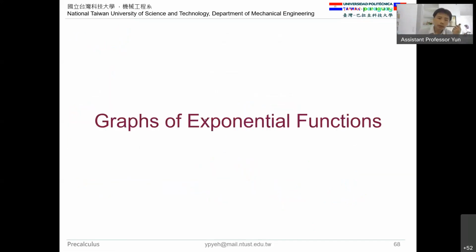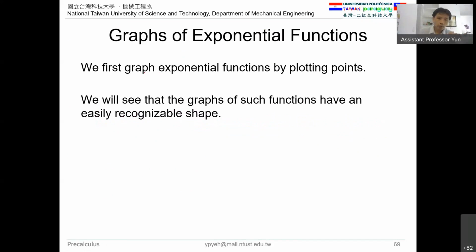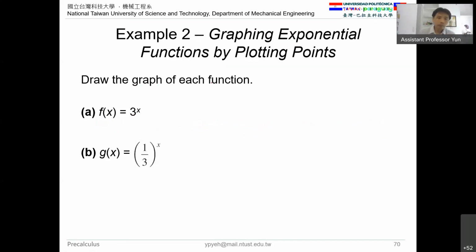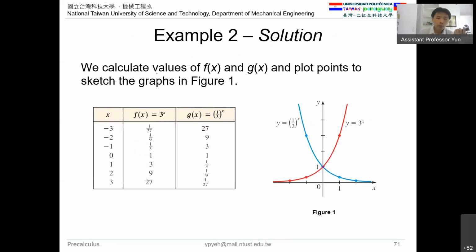Okay, so since we understand the exponential functions, how do we find the graph of the functions? We first graph the exponential function by point plotting. For example, if we have the function f of x equal to 3 to the power of x, and g of x equal to (1 divided by 3) to the power of x here, then we use point plotting. As we draw by point plotting, we list a table of x, the function f of x and the function g of x here.